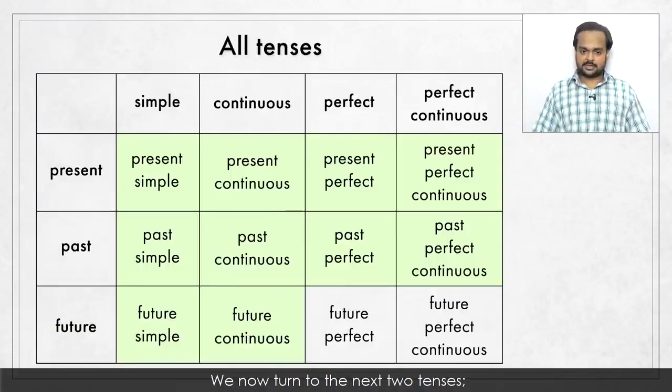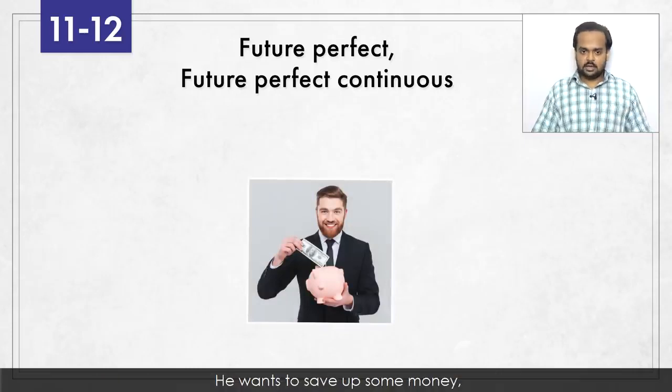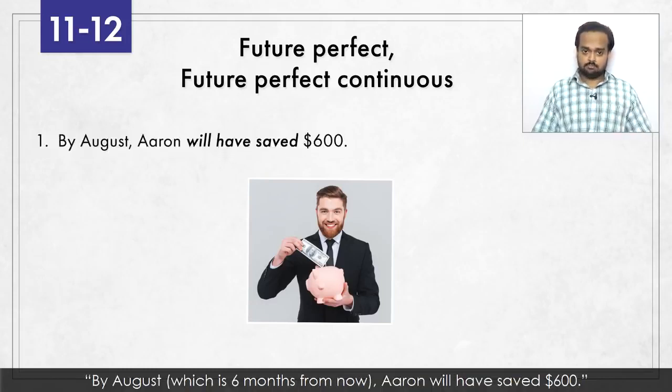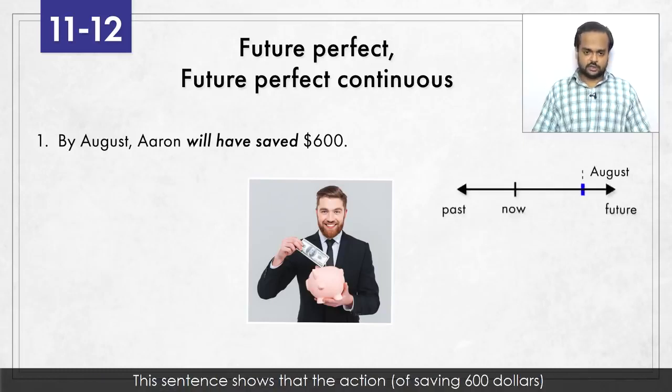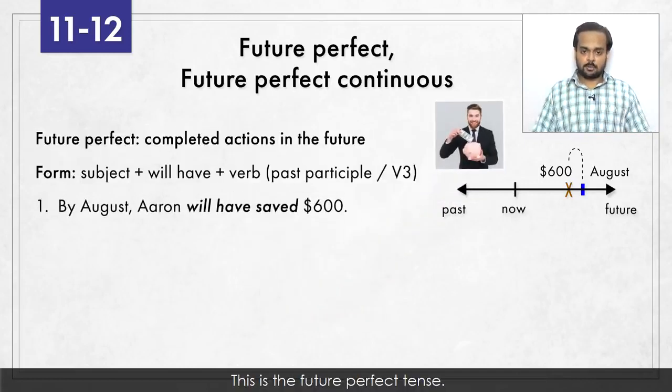We now turn to the next two tenses. We're going to look at these together, the future perfect and the future perfect continuous. To understand the future perfect, let's take a situation. This is Aaron. He wants to save up some money, so he is going to save $100 a month from now on. This is February, so by August, which is 6 months from now, Aaron will have saved $600. This sentence shows that the action of saving $600 will be complete by that time. This is the future perfect tense.